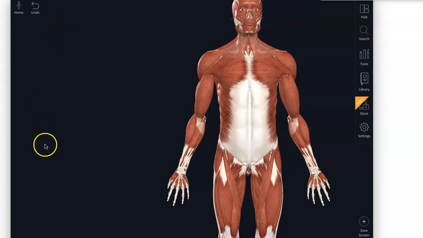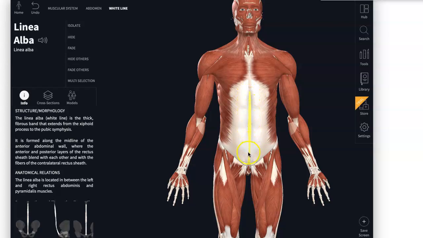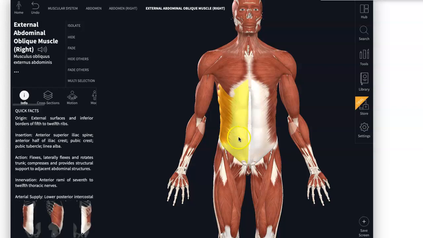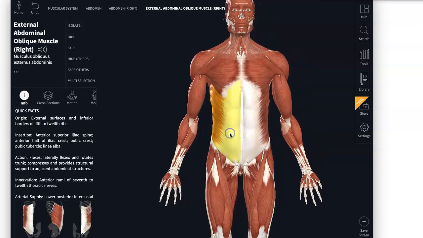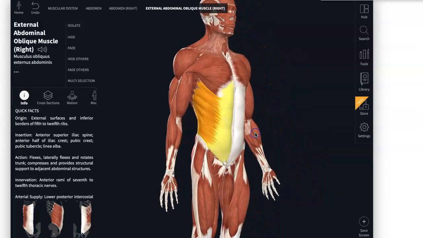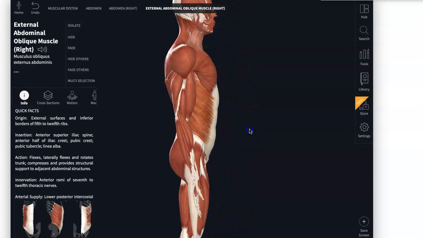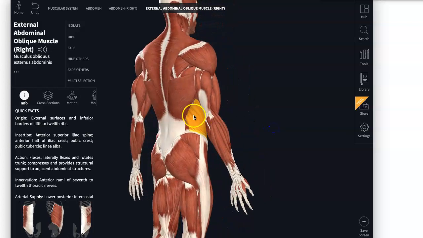So this is our final recap of your abdominal muscles. Remember, this is your aponeurosis, flattened connective tissue, flattened tendon, aponeurosis. This is the linea alba, where they connect in the middle. This is the external oblique. I just wanted to show you how large it was and where it does go. Look at where it goes. It's all the way around here.